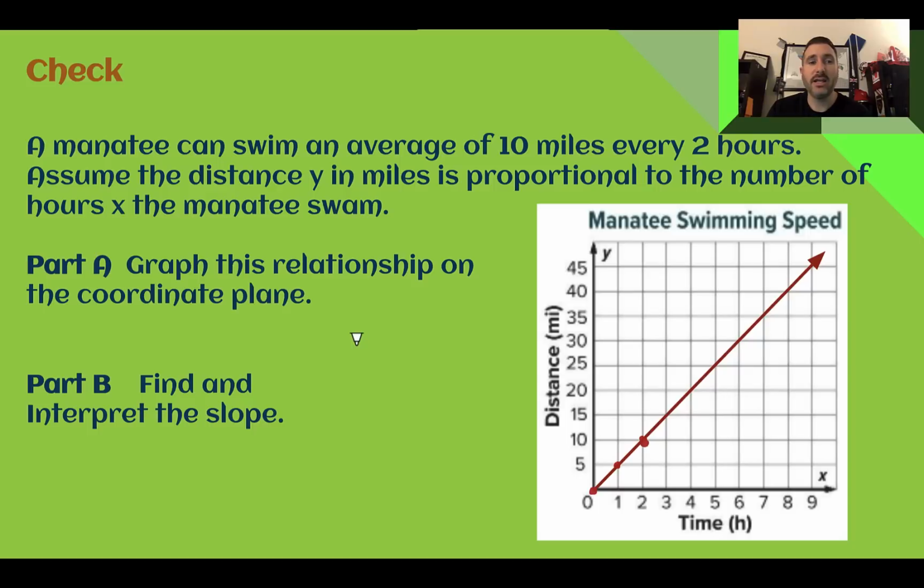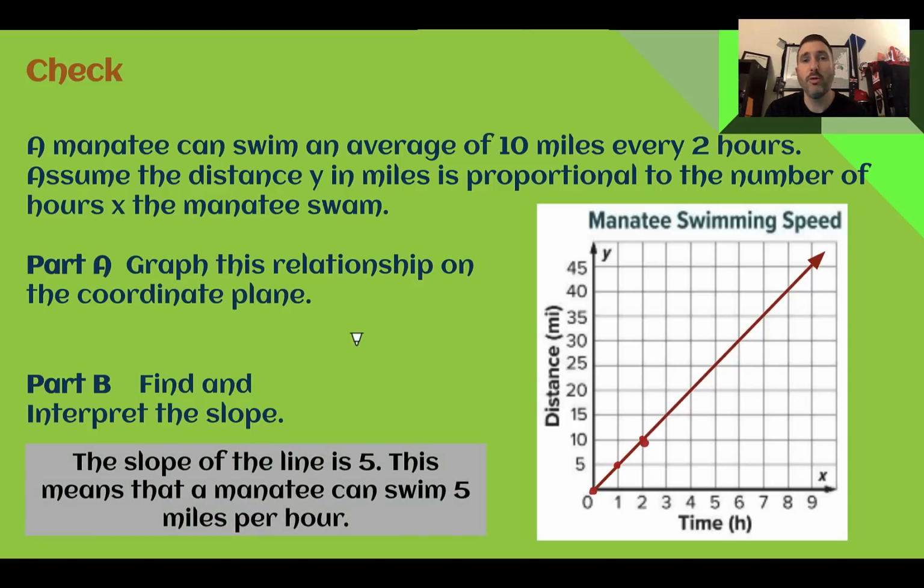For part B, finding and interpreting the slope. The slope is 5 because that's our unit rate. How much can the manatee swim in 1 hour? It can swim 5 miles in 1 hour. And if we check here, it goes up 5 as it goes over 1. So our slope would be 5/1, which is 5.